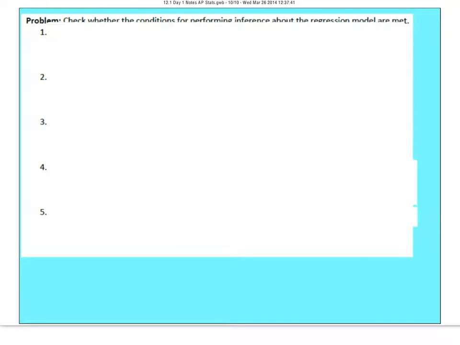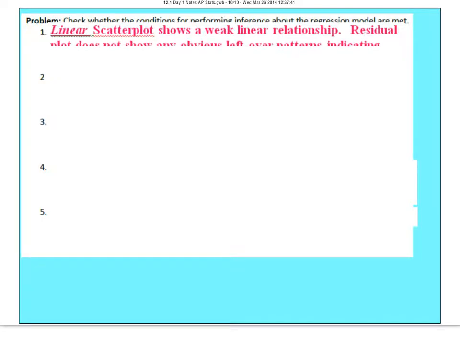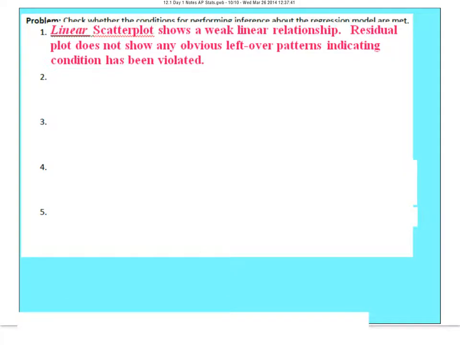Remember for linear, the first is a linear scatter plot. You need to look at the scatter plot and the residual plot and look for a linear pattern. So look in your note packet, what do you notice about the scatter plot? What you could say for linear is that the scatter plot shows a weak linear relationship. The residual plot does not show any obvious leftover patterns indicating the condition has been violated. Remember, in the residual plot we don't want a funnel shape. We don't want it to make a U shape. We just want to see random scatter throughout. So we're okay that this condition has not been violated for linear.